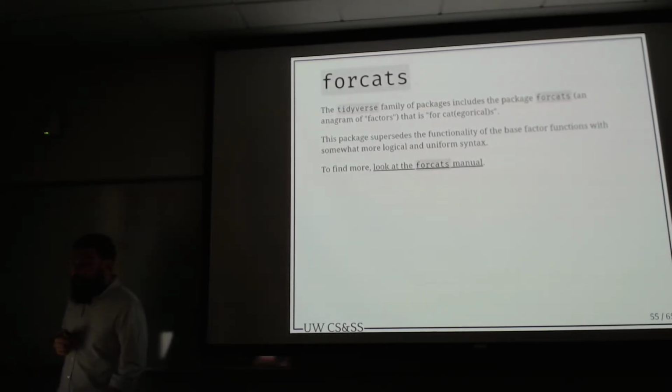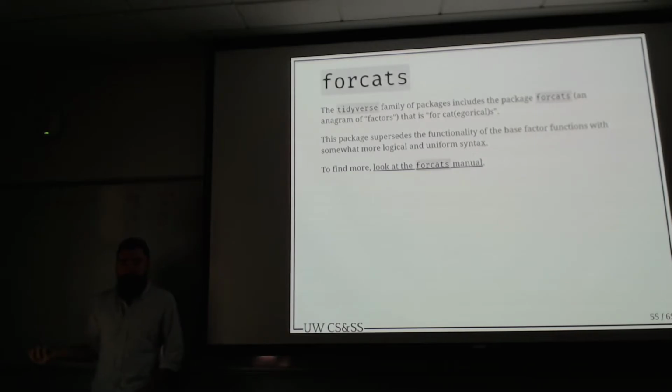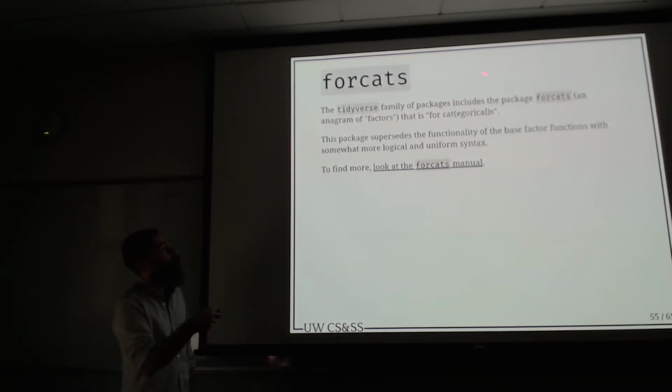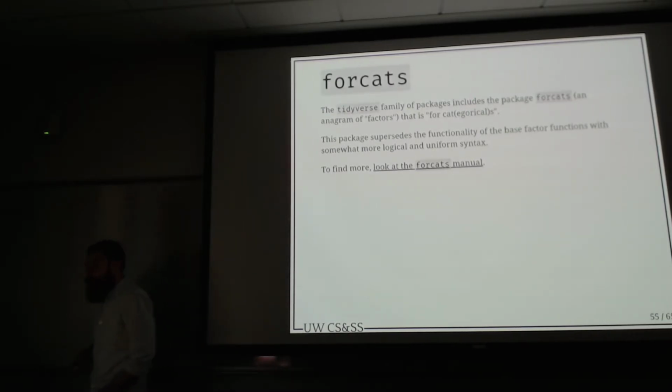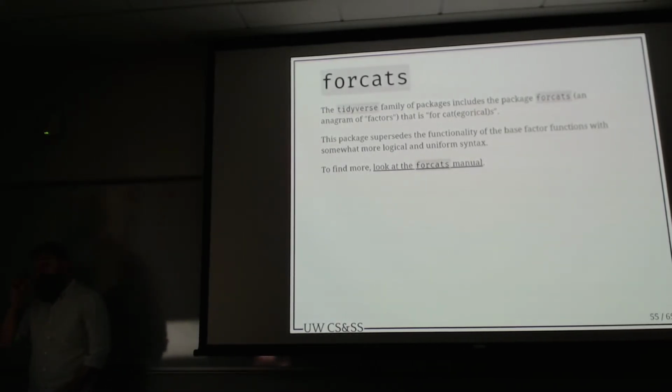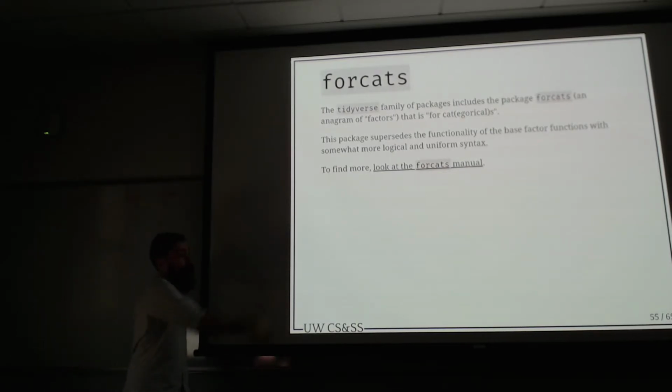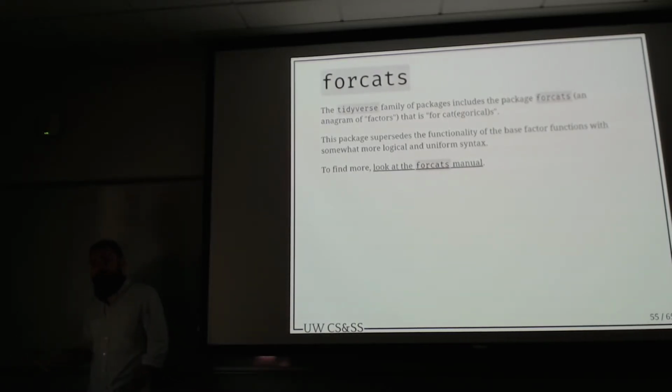Okay, so the forcats package, built into the tidyverse again, is a package with functions that are for categorical variables. They're for cats. This package replaces the functionality of a lot of base R factor functions with stuff that's more logical, more uniform in syntax, with better error messages, that kind of thing, and integrates with dplyr nicely. If you want to know more about it, this is a link to the manual for it. There's a lot of functions in there.